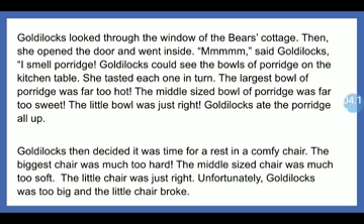Goldilocks then decided it was time for a rest in a comfy chair. The largest chair was much too hard. The middle-sized chair was much too soft. The little chair was just right. Unfortunately, Goldilocks was too big and the little chair broke.